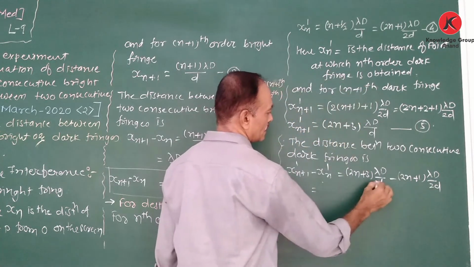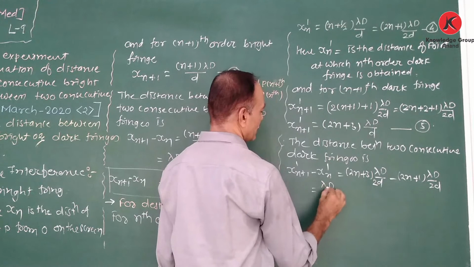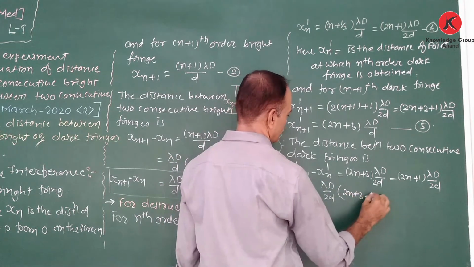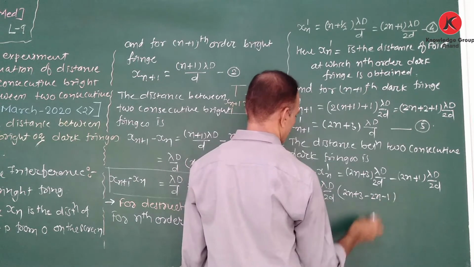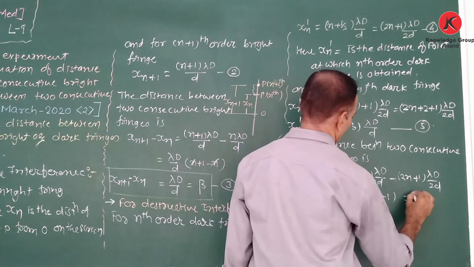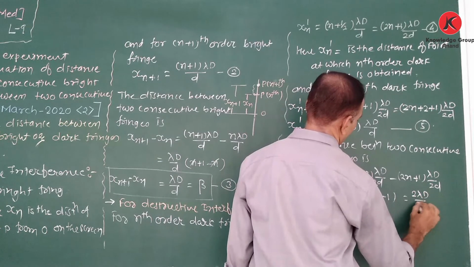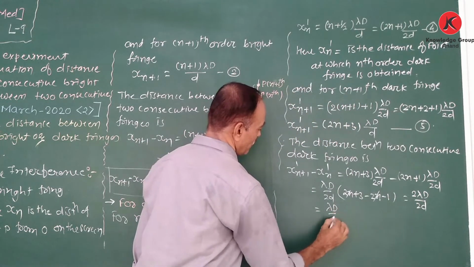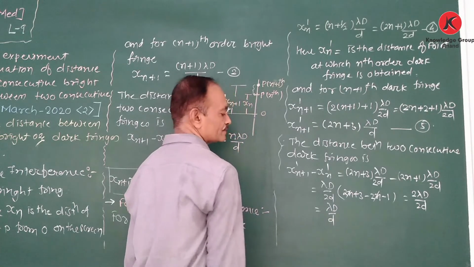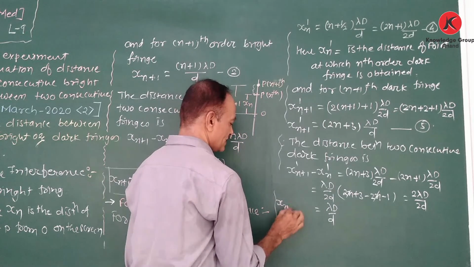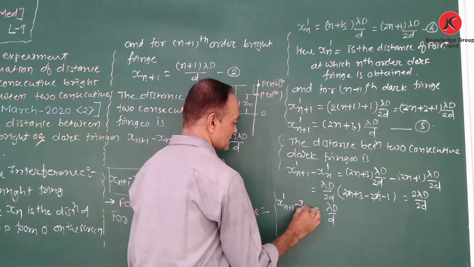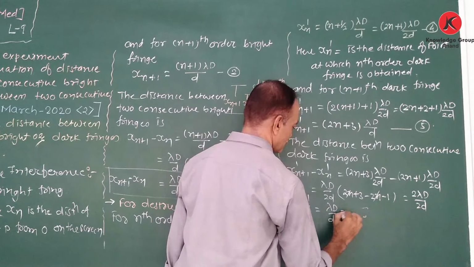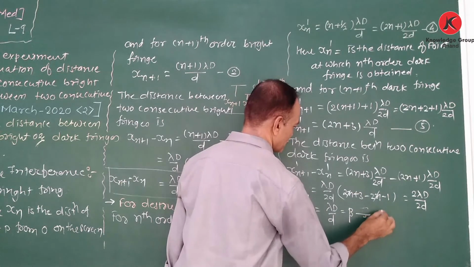Here, lambda D upon 2d is common. Here 2n plus 3 minus 2n minus 1, the 2n cancel, therefore 2 lambda D upon 2d. The 2 cancel, therefore lambda D upon small d. That is xn plus 1 dash minus xn dash. That is beta. There is equation number 6.